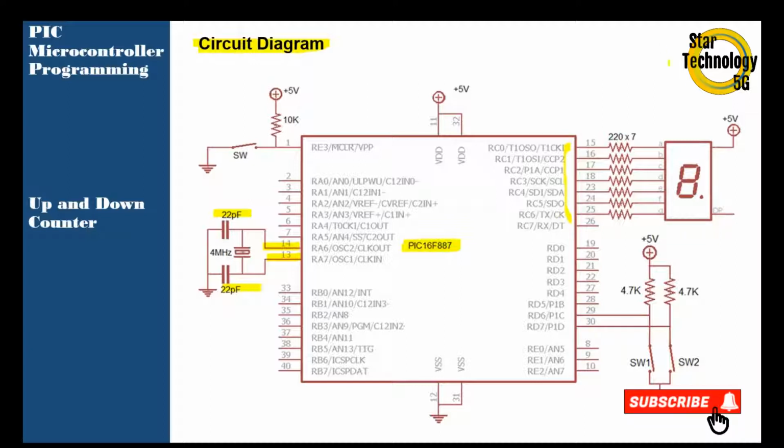We are using a common anode type 7 segment display, and we are using 220 ohm current limiting resistors, and we are using two switches. Switch 1 is connected with the RD6 pin and switch 2 is connected with the RD7 pin. When we press switch number 1, it will increment the count, and when we press switch number 2, it will decrement on the 7 segment display. And here is the value of the resistor, 4.7K, that is the pull up resistor for the switch.